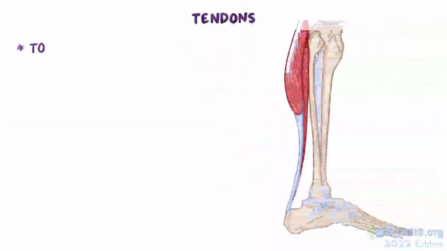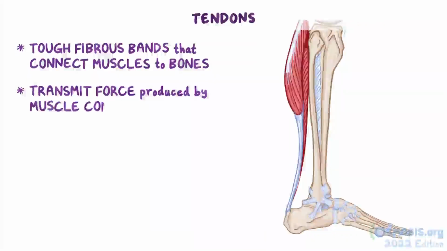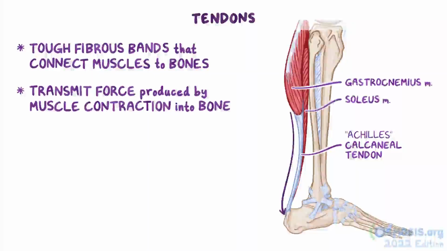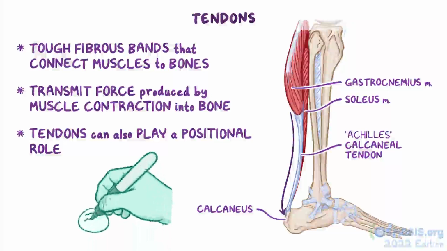Okay, now let's finish up by talking about tendons, which are the tough, fibrous bands that connect muscles to bones. Their main function is to transmit the force produced by the muscle contraction into the bone they attach to, which allows for joint movement. A good example is the calcaneal, or Achilles tendon, a common tendon for both the gastrocnemius and soleus muscles at the back of the leg, inserting onto the calcaneus, or heel bone. Tendons can also play a positional role, meaning they can fix parts of the body in a certain position, like the fingers when writing.